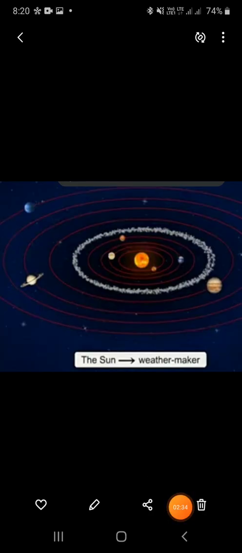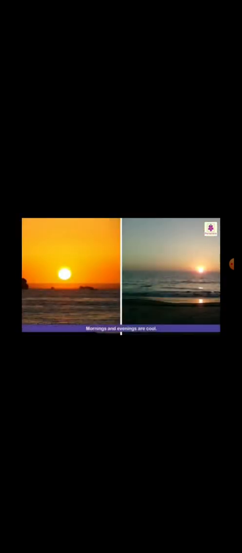The sun, which is the center of our solar system, is the weather maker. The sun and the movement of the earth play an important role in the change of weather. During the morning and evening, the sun being low in the sky, its rays fall on the earth in a slanting way, so the morning and evening are cool.